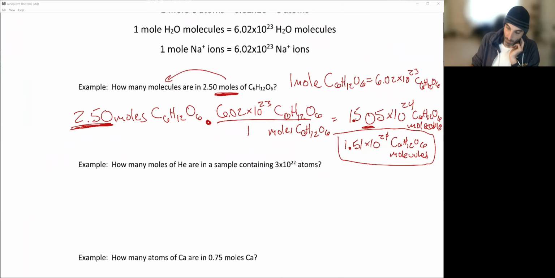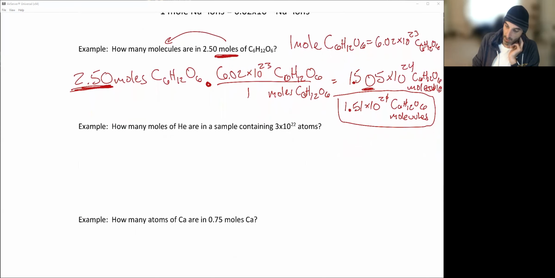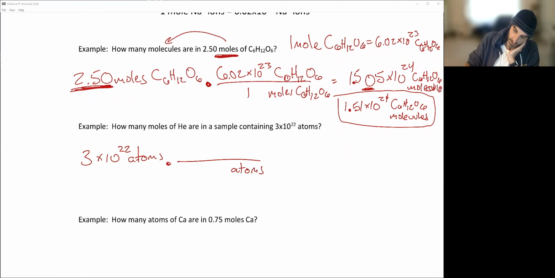All right, how many moles of helium are in a sample that contains 3 times 10 to the 22nd atoms? And so now we're just going to do the opposite. We're going to go in a different order. So 3 times 10 to the 22nd atoms times, I want atoms on the bottom, or I guess helium atoms, and I want moles of helium on the top.